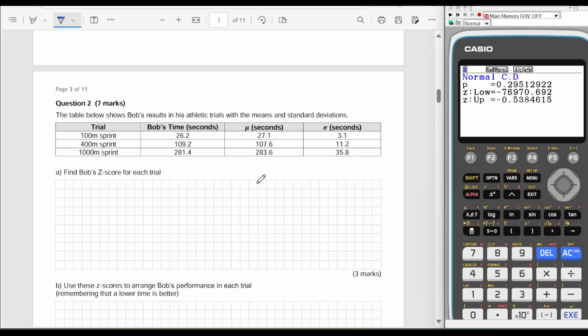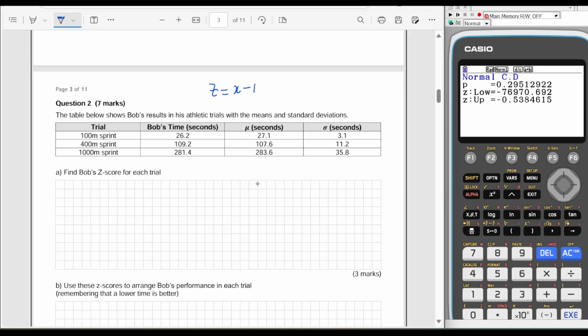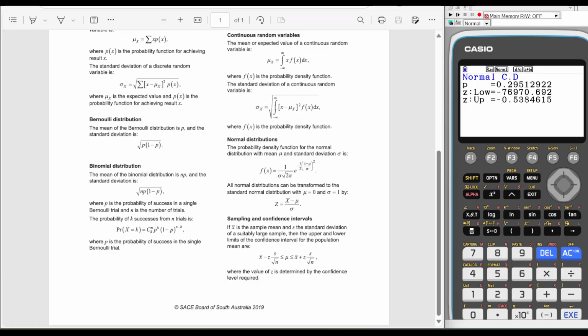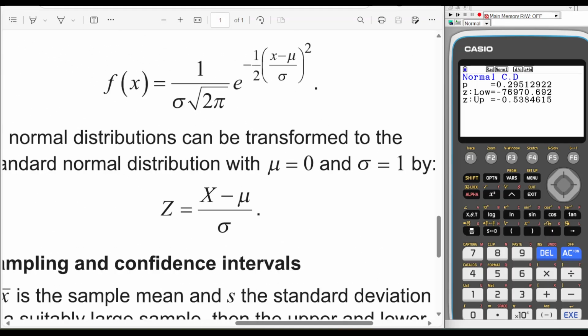Okay, next we've got a z-score question. So z-score, well in general, z is the score take the mean, over the standard deviation. And I reckon that might actually be on your formula sheet. Yes, it is. Right there.